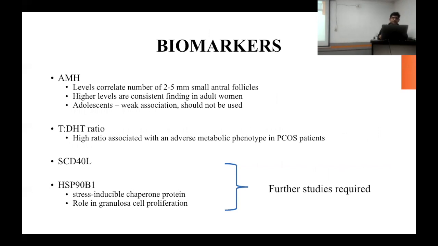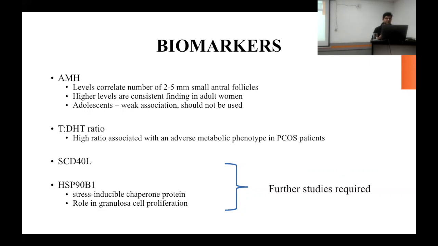Now, biomarkers. Initially, it was mentioned that high levels of AMH correlate to small follicles. The higher the AMH, it is more towards PCOS. But it is not. There's a very weak association in adolescents. So in adolescents AMH should not be used. TDHT ratio, again, the study they've used had a mean age of patients of 35 years. So we cannot use what criteria they are using. They have not mentioned it in adolescents.